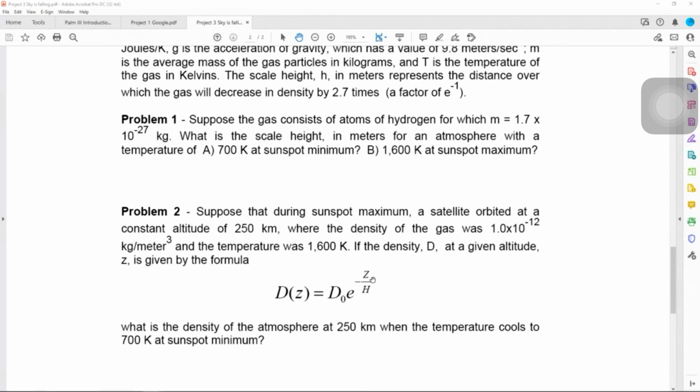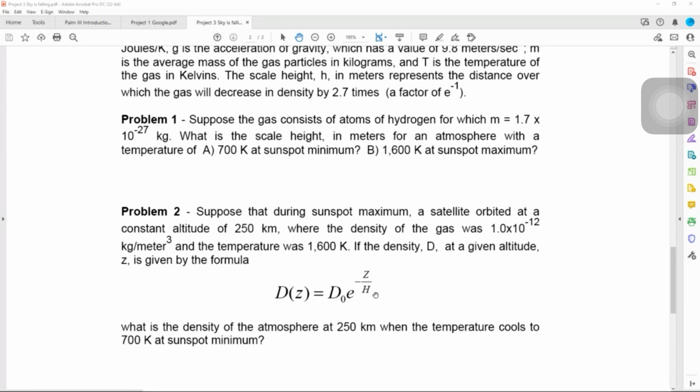Z is the height, right? From Earth, the height from Earth. It says that the density at height Z is equal to the density at height 0, that means on the planet's surface, times the exponential of negative Z over H. The negative may not be very clear, but it's there. So the exponent increases with the height, decreases with the scale height, but it's a negative number.